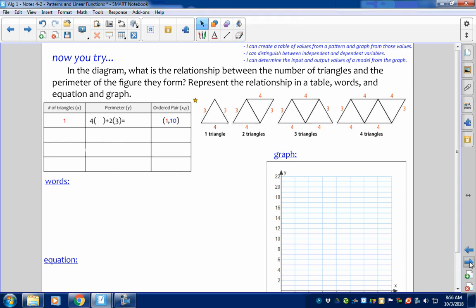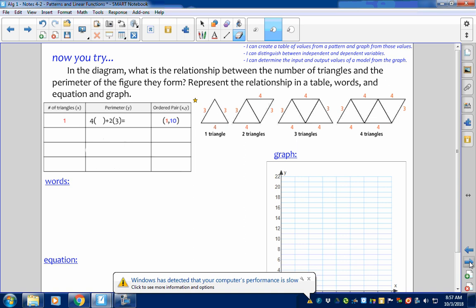With one triangle, notice as we go from one triangle to 2, what's not changing is the number of 3's you see in each one. Do you see that along the side? So that's the fixed number. There's always 2 3's. But what is changing is the number of 4's you see here. So with one triangle, there's 1 4. With 2 triangles, there's 2 4's. With 3 triangles, there's 3 4's. With 4 triangles, there are 4 4's.